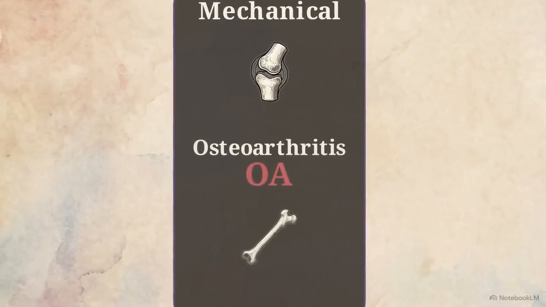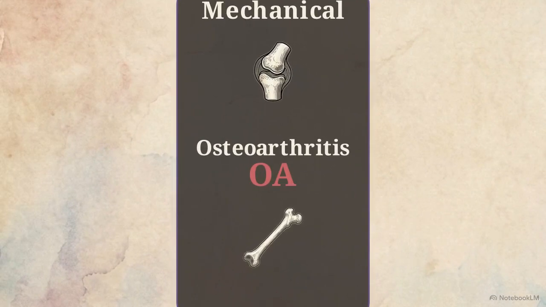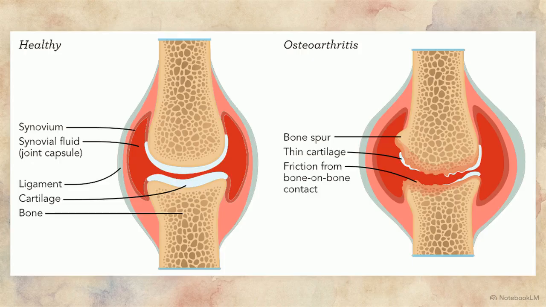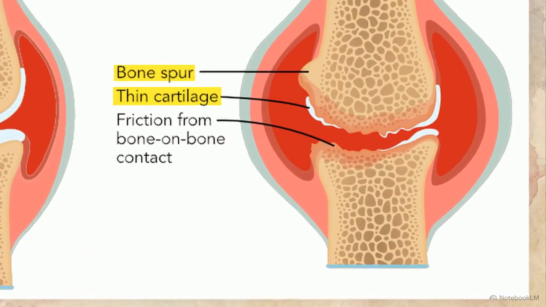Osteoarthritis, or OA, sits firmly in the mechanical column. It is a localized, non-inflammatory destruction of cartilage. Looking at this anatomical comparison between a healthy joint and an osteoarthritic joint, the structural failure is obvious. Notice the labels indicating a bone spur and severely thinned cartilage on the right. The cushioning between the bones is gone.